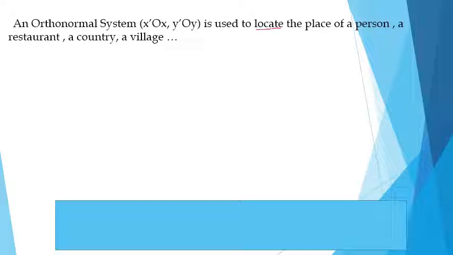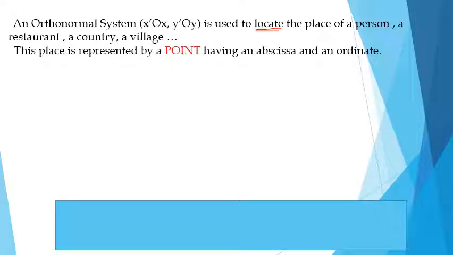We use the orthonormal system to locate the place of a person or a restaurant, a country, a village. I can send you my location if you want to reach me, but while opening the map you can find it on the x-axis, which is the abscissa, and the ordinate. The point of intersection of these two determines my location. The place is represented by a point for simplicity.